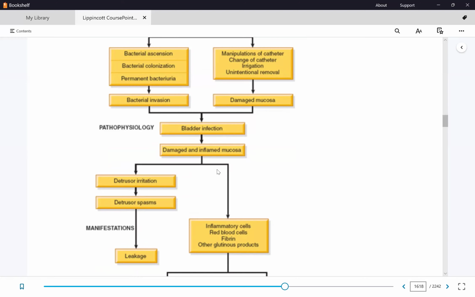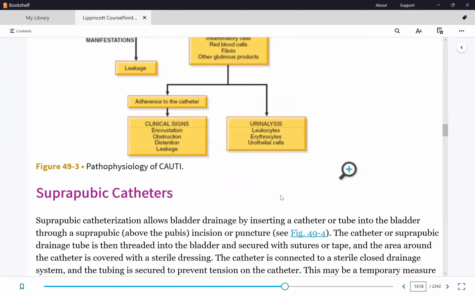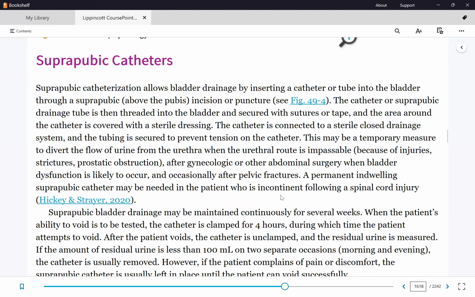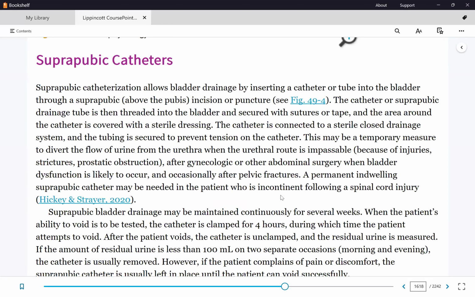Because if you have to have one, McNair, would you like to have a suprapubic or a regular one out through your penis? Oh, okay, yeah. So Professor.